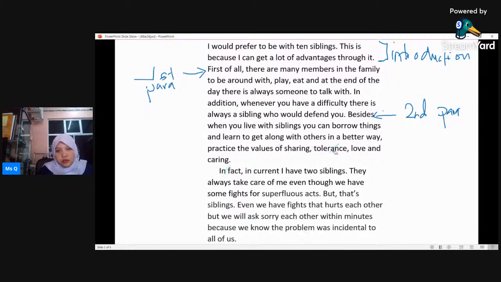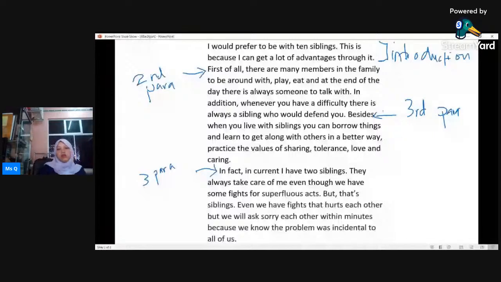And then besides, when you live with siblings, you can borrow things and learn to get along with others in a better way: tolerance, love, and caring. This is the third paragraph. Sorry, I'm making a mistake. It should be here. Second paragraph, third paragraph, and this should be the fourth paragraph. All right, that's how it should be.